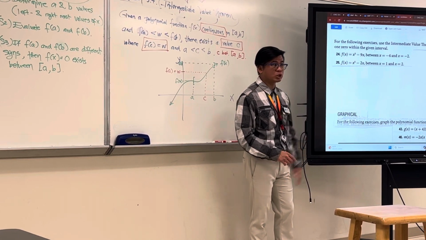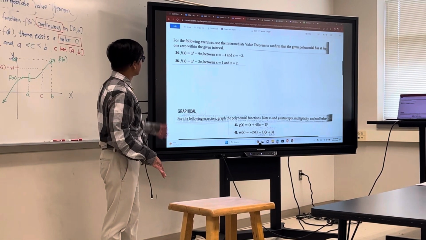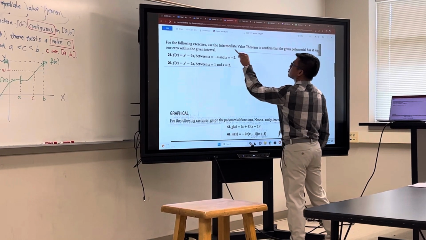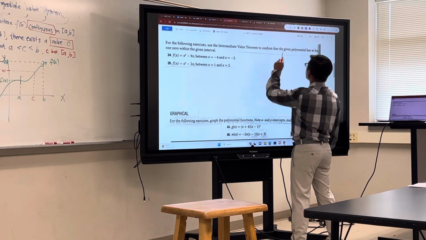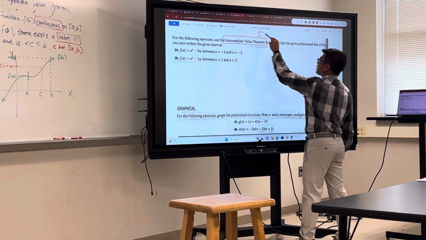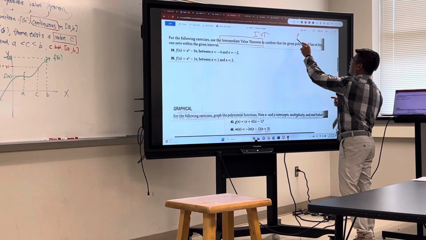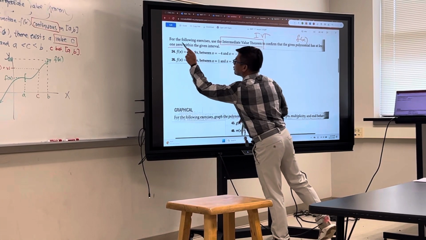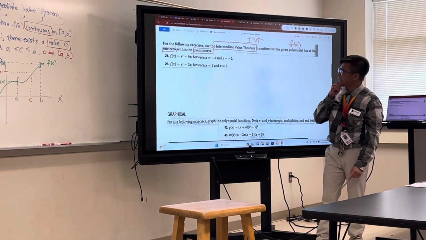Well, let's read the instruction first and see how we can work on this one. Rachel, can you read our instruction? For the following exercises, use the intermediate value theorem to confirm that the given polynomial has at least one zero within the given interval. So use the IVT, the intermediate value theorem, confirming that the given polynomial f of x has at least one zero within the given interval. Okay, well, let's try it out.